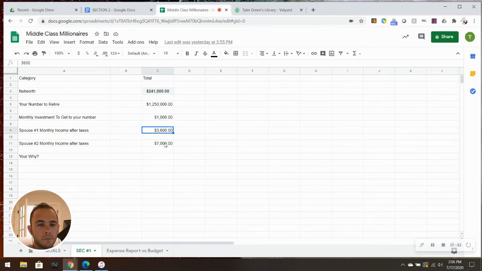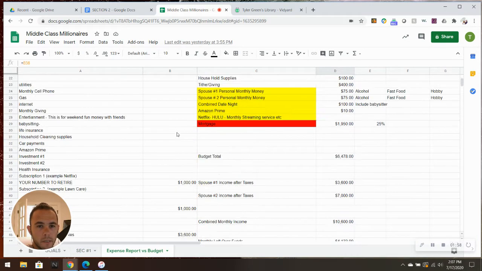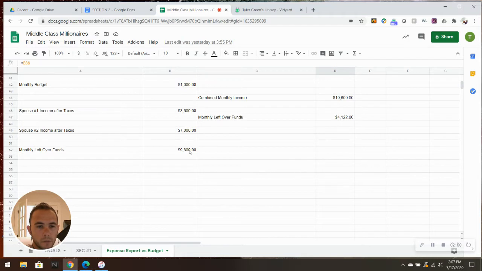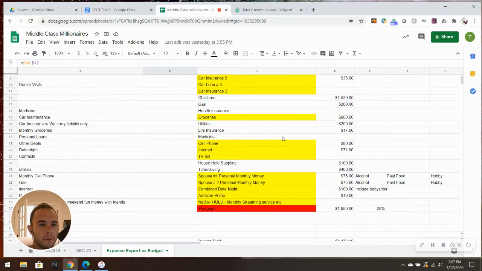Find your pay stubs from the last 2 weeks and put in your incomes, and make sure this is after taxes, right? Now, these numbers, once you put them in, will automatically populate here. And when you fill out this expense report, it's going to tell you how much monthly funds you have left over, either positive or negative. Now, here's where the homework comes in. Don't look over here. That's next video, okay?